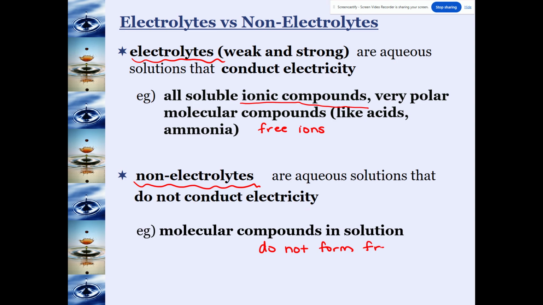So in order to conduct electricity, you need free ions floating around in solution. That's like I showed in that first image of sodium chloride, where I had sodium ions and chloride ions. Right? That crystal lattice sodium chloride broke apart into those ions. So when we have these free ions, they conduct electrical currents. Molecular compounds do not form ions, so they do not conduct electricity.